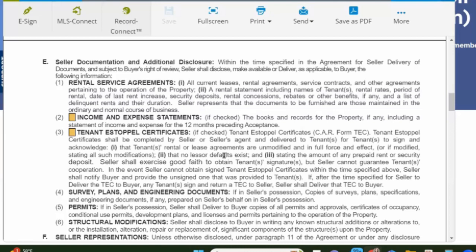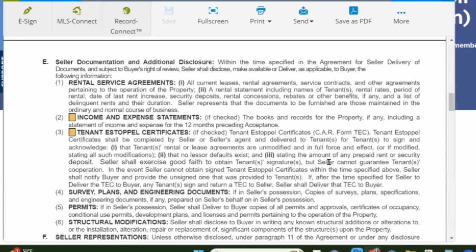Now, tenants don't have to fill out this certificate. And if they don't fill it out, then the buyer doesn't really have an out because of that. I mean, I guess they could have an out because of their inspection contingency, if they're not happy with that. But basically, seller shall exercise good faith to obtain the tenant signature, but seller cannot guarantee tenant's cooperation. In the event seller cannot obtain it, then the seller has to notify the buyer and provide the unsigned form that was given to the tenant. And then if the tenant fills it out later, then the seller has to give that to the buyer.